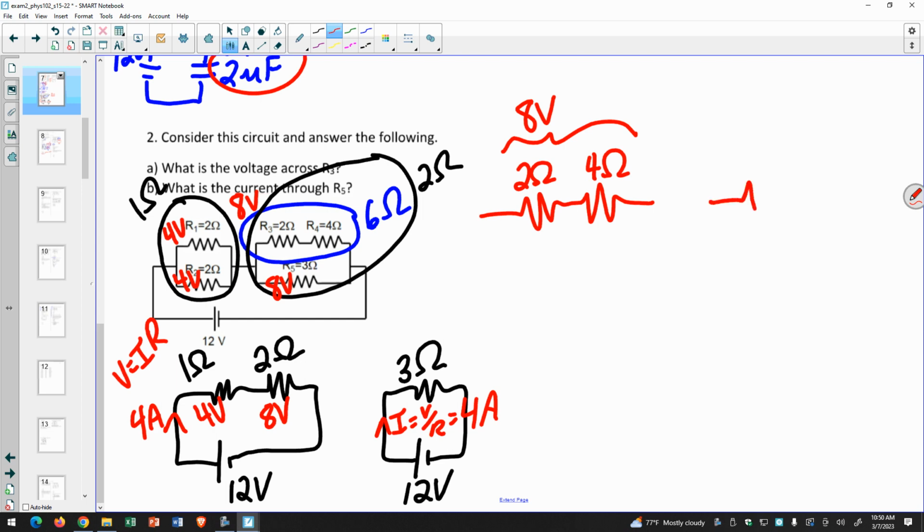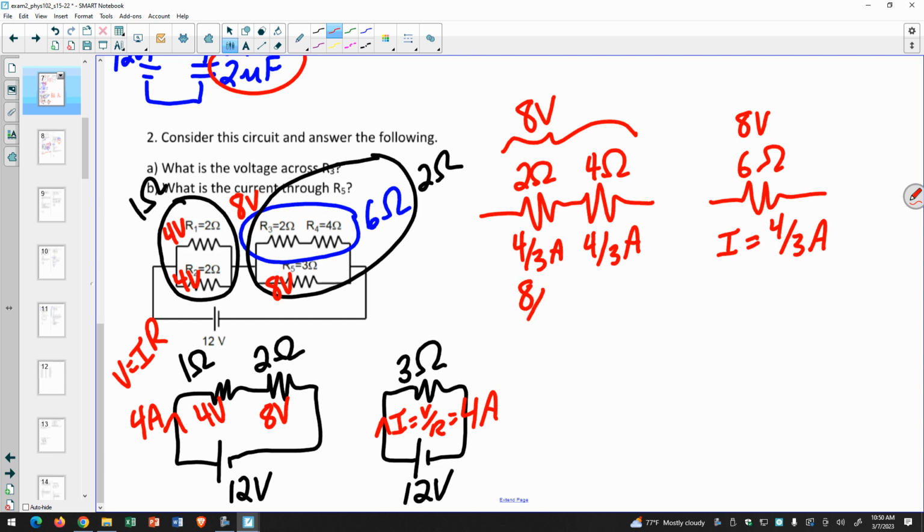Well, that's a 6 ohm resistor with 8 volts. That means that I is equal to 8 over 6, or 4/3 amps. This has 4/3 amps. This has 4/3 amps. That means I have 8/3 volts and 16/3 volts. But recognize 8 plus 16 is 24, divided by 3 is equal to 8. So those add up to equal 8 volts. So that just checks that they are what they should be.